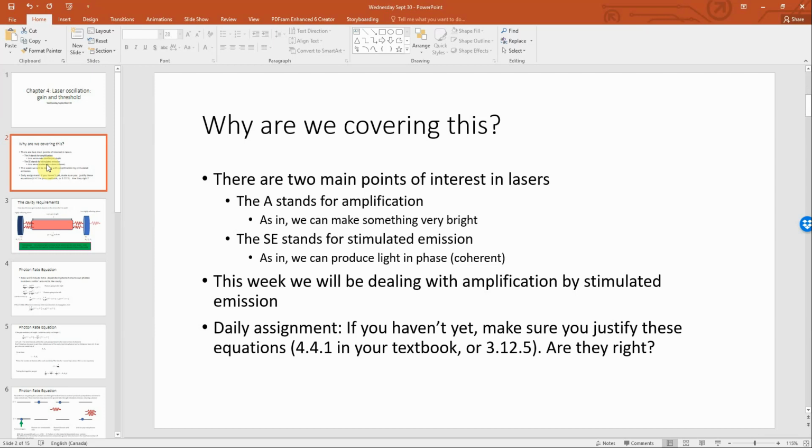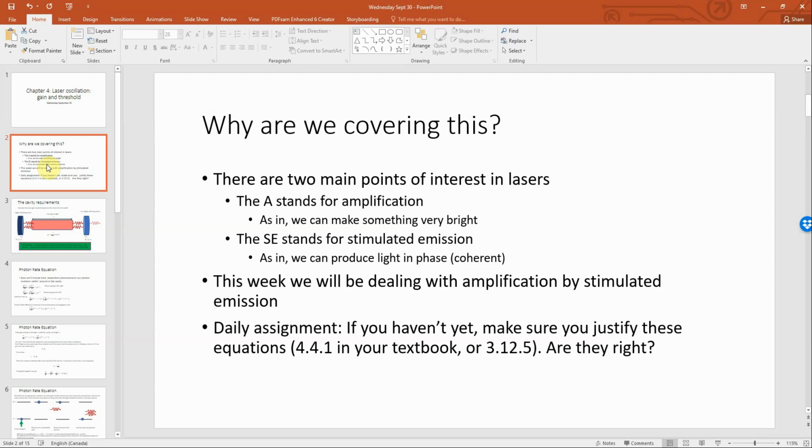SE stands for stimulated emission, as in we want to create these photons in phase, which is one of the main reasons why we like lasers rather than, say, a light bulb, which is incoherent light. We'll deal with what coherent light means later on, but for now, just recognize it's not random like a light bulb is. So this week we're dealing with amplification by stimulated emission.